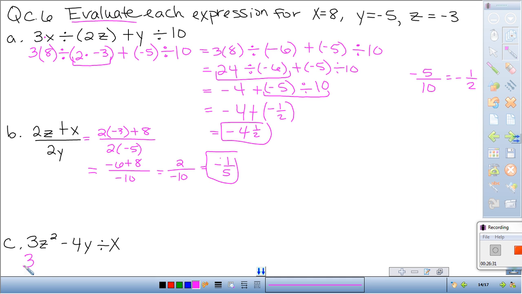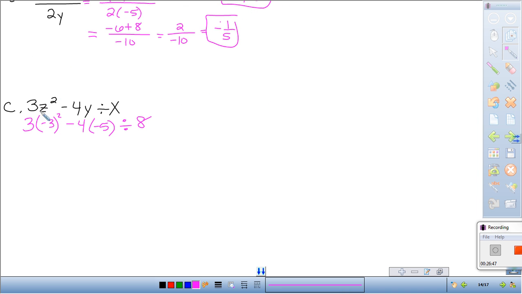So substitute first. 3 times Z. So Z is negative 3 squared. Remember that you need the parentheses here since you're squaring it. It makes a big difference. Minus 4 times Y, which is negative 5, divided by X, which is 8. And then we follow PEMDAS, which says do your exponents first.